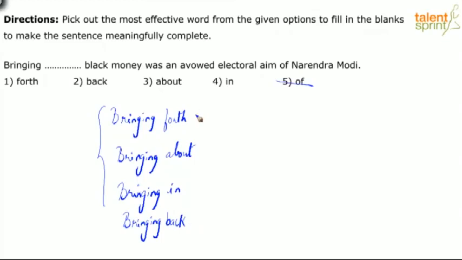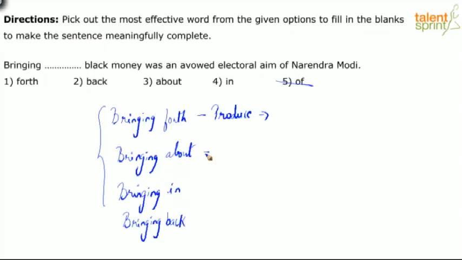So bringing forth means what? Actually to produce, to give rise to. Is that the meaning that we need in this context? No. Like plants produce fruits. That's not the meaning we need here. Bringing about means what?